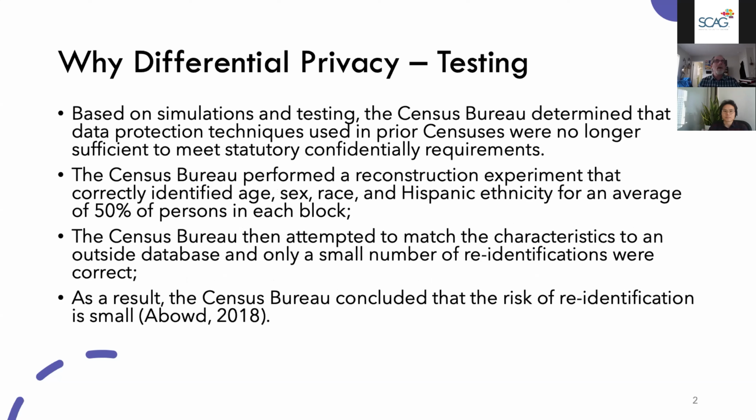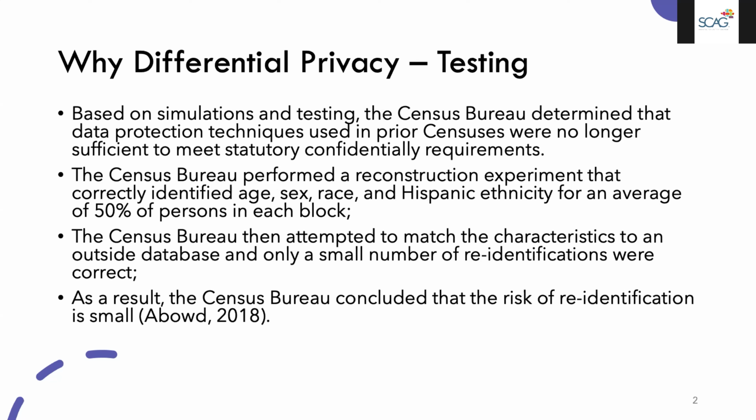Okay, so the Census Bureau, in light of these mandates, conducted a series of tests and simulations. Through these, they decided that the data protection techniques they used, not only in prior censuses but also for the ACS, were no longer sufficient to meet statutory confidentiality requirements. Specifically, they performed a reconstruction experiment. In that experiment, they were able to correctly identify the age, sex, race, and Hispanic ethnicity for an average of 50% of the persons in each of the blocks they tested throughout the United States.